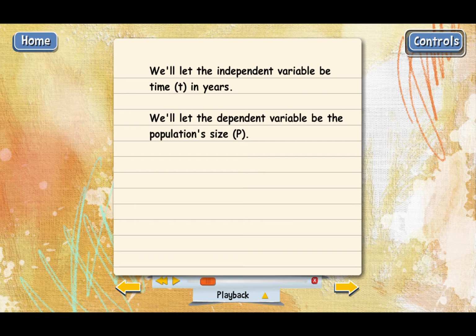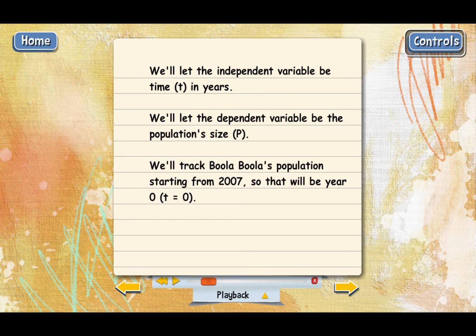And we're going to track Bula Bula's population starting from 2007. And so 2007 will be time 0, where t equals 0. And let's say that the population of Bula Bula in 2007 is 12 million people. And so 12 million should be the value of p, the dependent variable, when t is equal to 0.